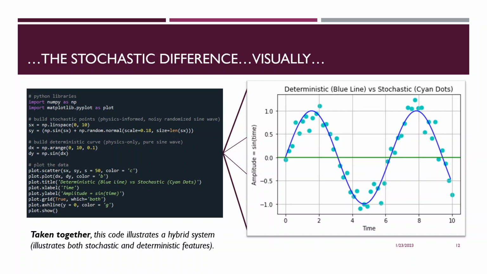And that's the big difference between stochastic systems and deterministic systems. Stochastic systems have some wiggle room because they're based on probabilities. Deterministic systems do not have any wiggle room. And in this case, taken together, this is a hybrid system. This is when we combine the deterministic and the stochastic in the same system like we have here. It has a deterministic feature, but with stochastic overlaid on top of that deterministic feature.